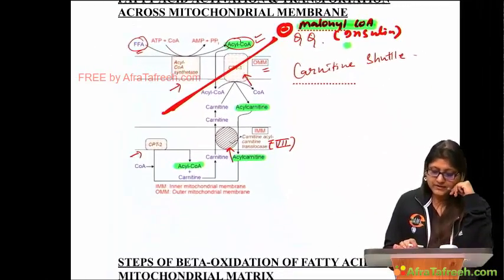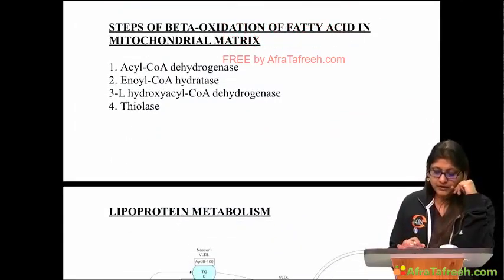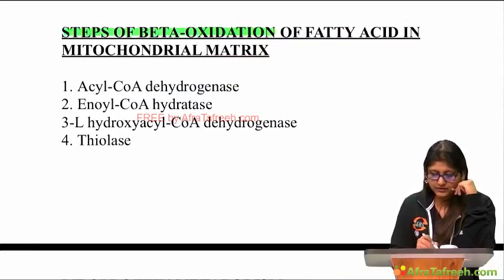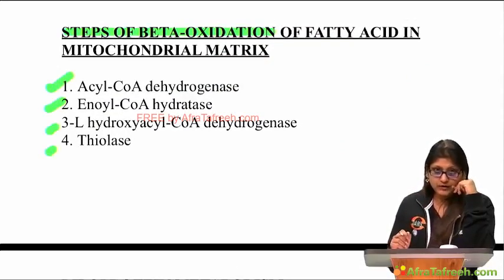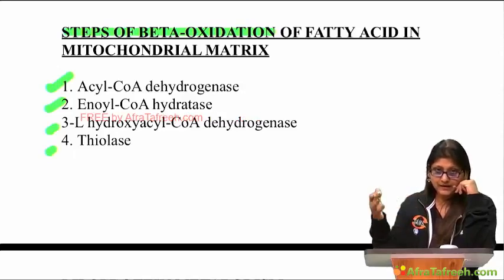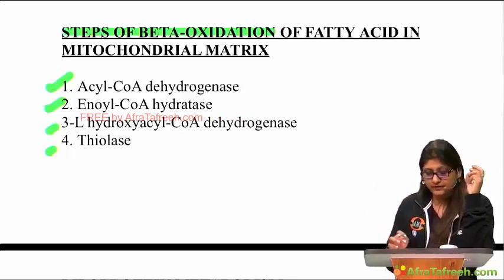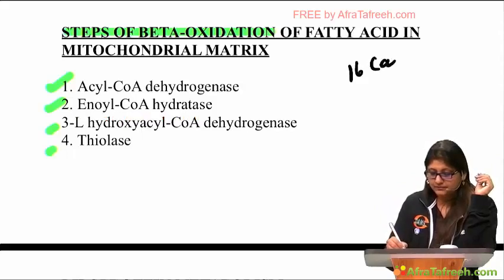Very good. So this is fatty acid transportation across the mitochondrial membrane by carnitine shuttle. Now when we talk about steps of beta oxidation, again you require 4 reactions. Remember them. These 4 enzymes are needed again and again, and every time 2 carbon is removed from the fatty acid chain. So for completely oxidizing a 16 carbon fatty acid chain, you need to have 7 cycles of such reaction.